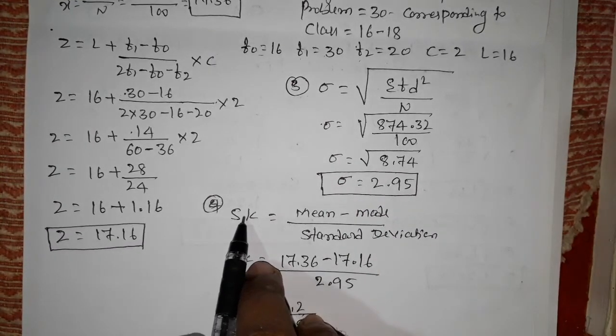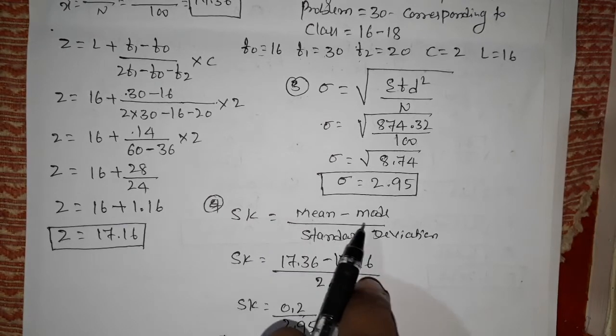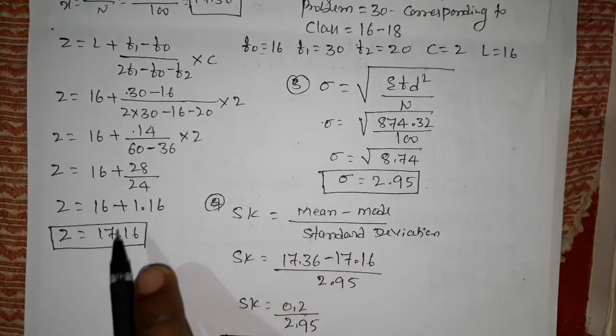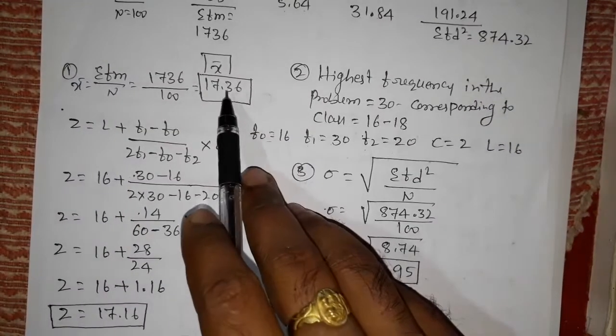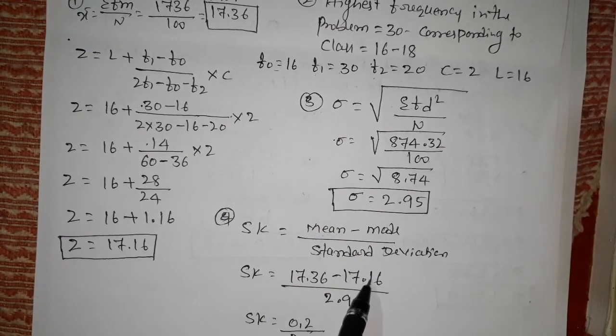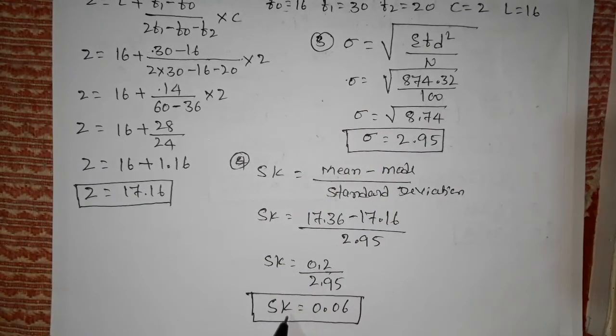Karl Pearson's skewness is equal to mean minus mode divided by standard deviation. The mean is 17.36, the mode is 17.16, and the standard deviation is 2.95. Substitute the values and you will get the skewness as positive 0.06. Always the value should be within minus 1 to plus 1; within that only the value should arise.